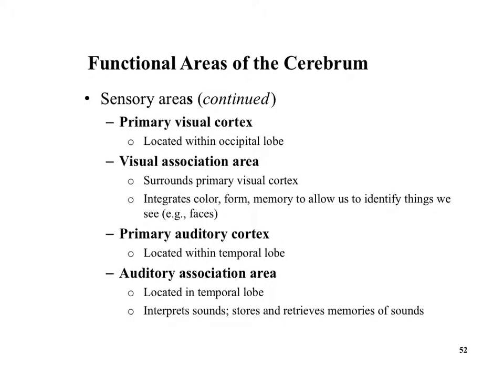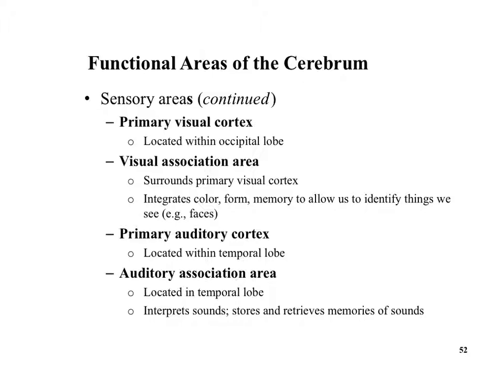Other sensory areas, all right, your primary visual cortex is in the occipital lobe. That's why if you hit the back of your head, sometimes you see stars, all right, because that's where all that visual information is going. Your visual association area integrates color, form, memory, right? That's in the area that surrounds your primary visual cortex.